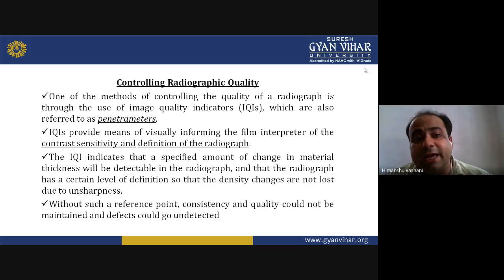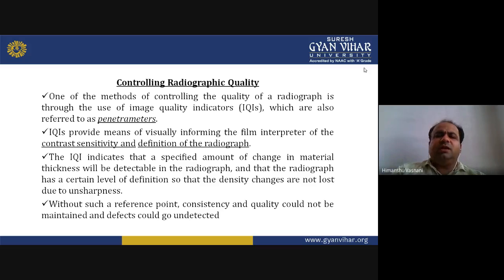The IQI indicates that a specified amount of change in material thickness will be detectable in the radiograph, and that the radiograph has a certain level of definition, so that the density changes are not lost due to unsharpness.